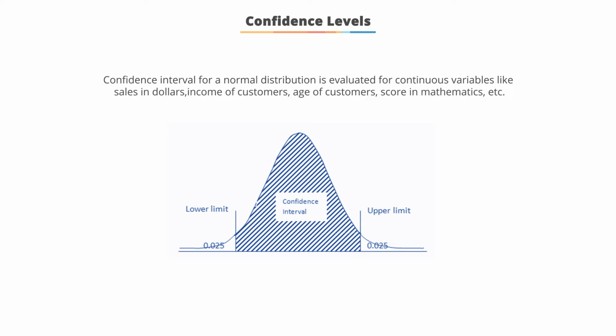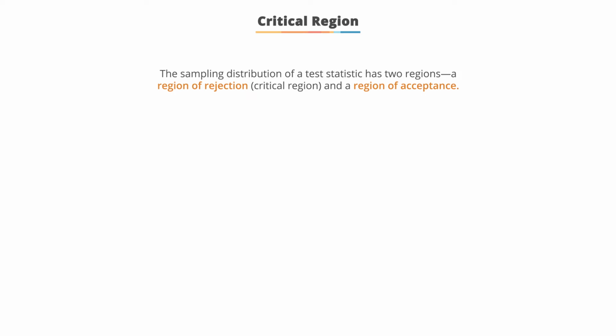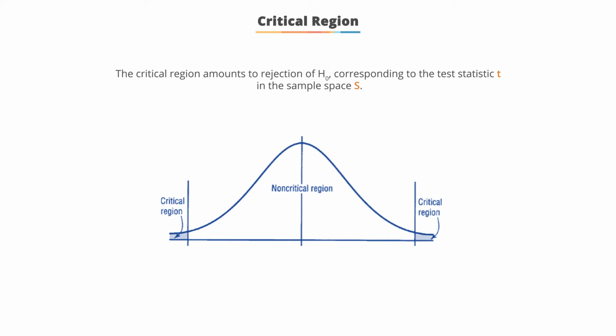So let's say for IQ, the standard bell curve would put the majority of individuals between about 100 and 120 IQ. So anything below that and anything above that is outside of the quote-unquote norm. So that gets into the critical region. The sampling distribution of a statistic has two regions. We have a rejection region, or critical region, and our non-critical region, or region of acceptance. What we're trying to do with hypothesis testing is saying that something is outside of the non-critical region. It's in that critical region.